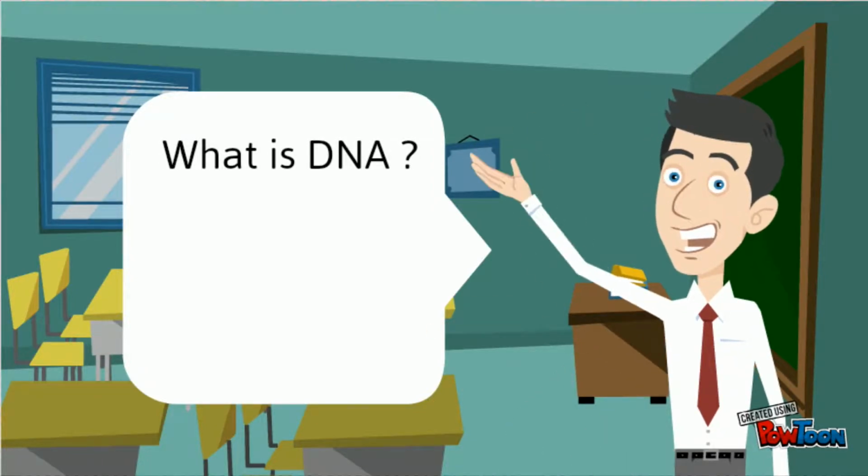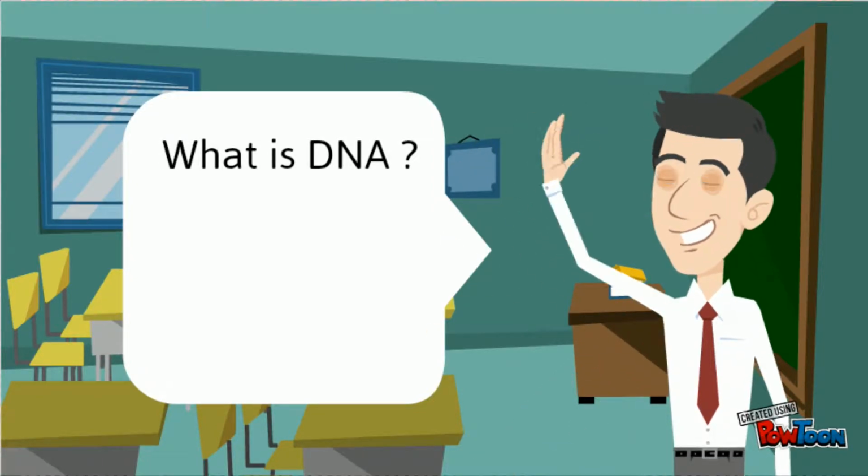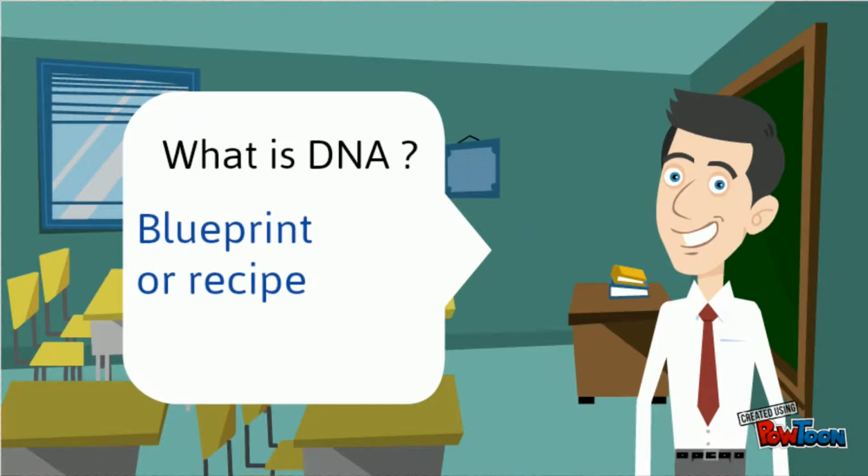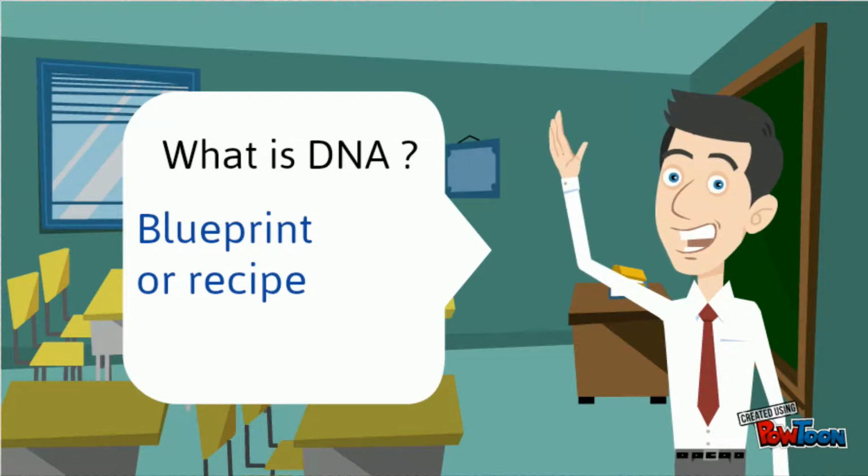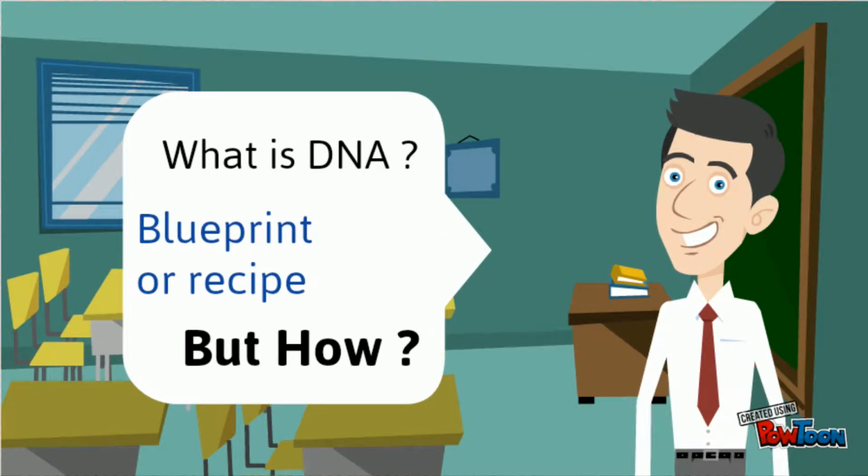What is DNA? Like films say, like Jurassic Park or Friends, DNA is a blueprint or a recipe. But how can it act as a blueprint for something like a cat, a tree, a human, or a T-Rex?